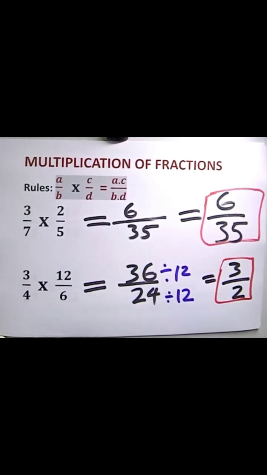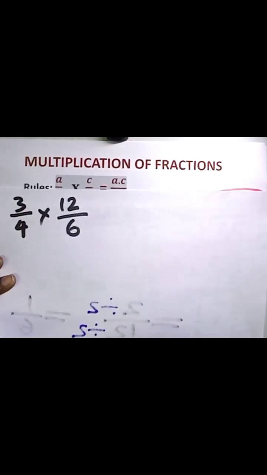But let me introduce you to a very simple trick here in carrying out multiplication of fractions. You can see that as the numbers in the numerator and denominator get larger and larger, we'll be finding it a little bit difficult to carry out the multiplications. So we're going to do something a little bit different. Watch out. So the fraction is 3 over 4 times 12 over 6.